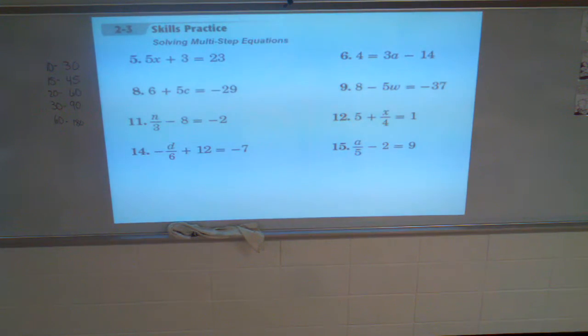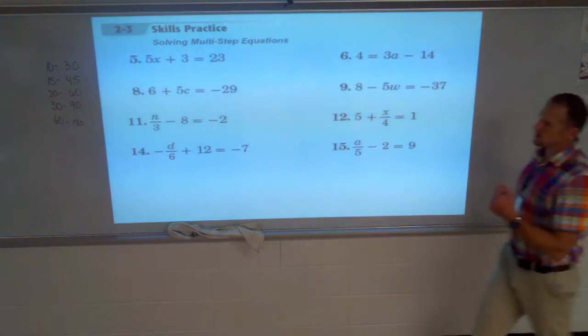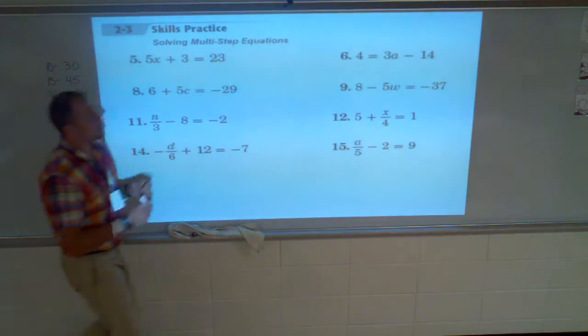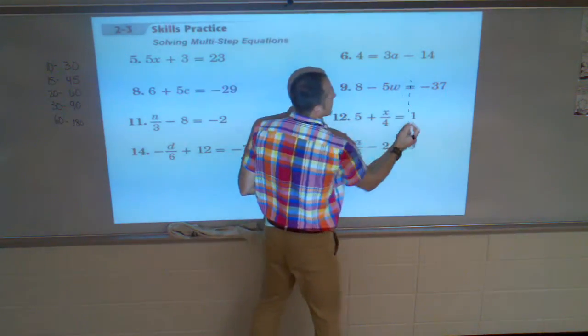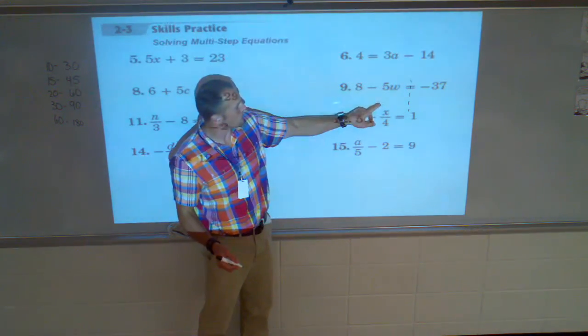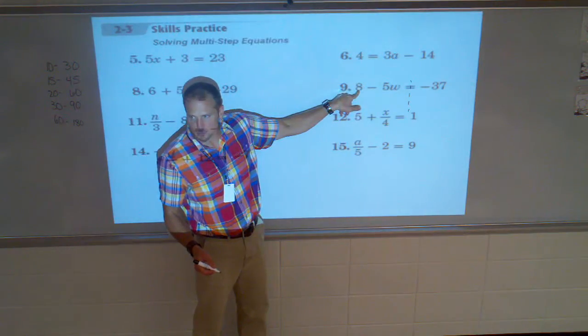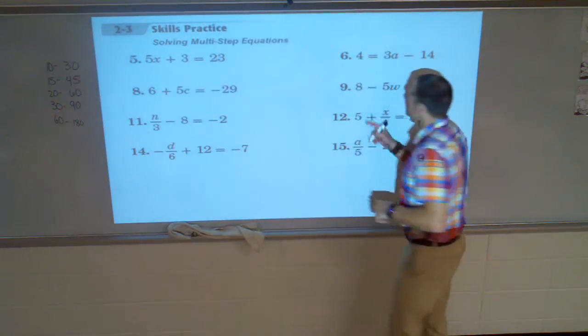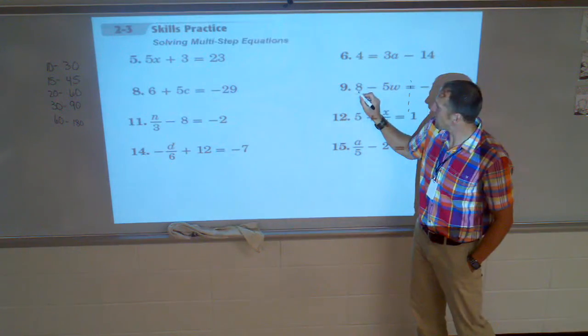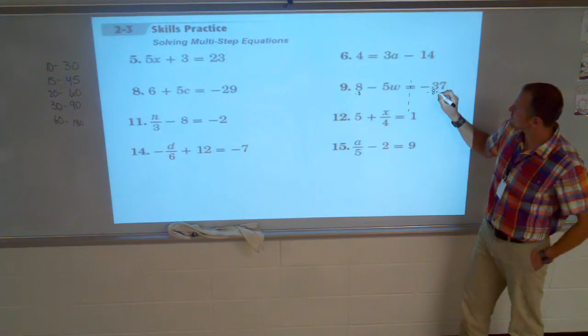Alright, when we are solving two-step equations, always start on the side with the variable, always get rid of the one that's by itself, and always do the opposite. So, on number 9, we need to start on the side with the variable, that's this side. We need to get rid of the one that's by itself, that's this positive 8. Carl, what's the opposite of positive 8? Negative 8. So I need to subtract 8 from both sides.